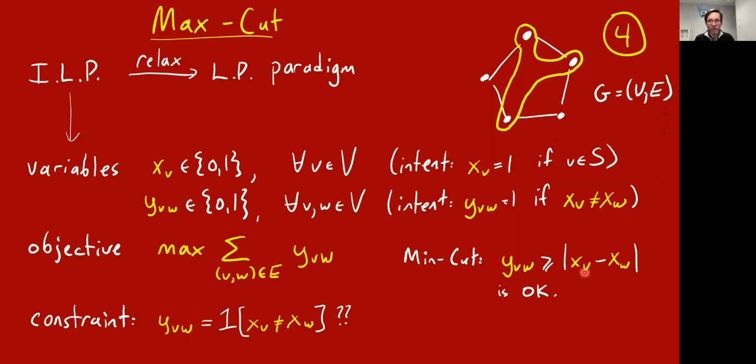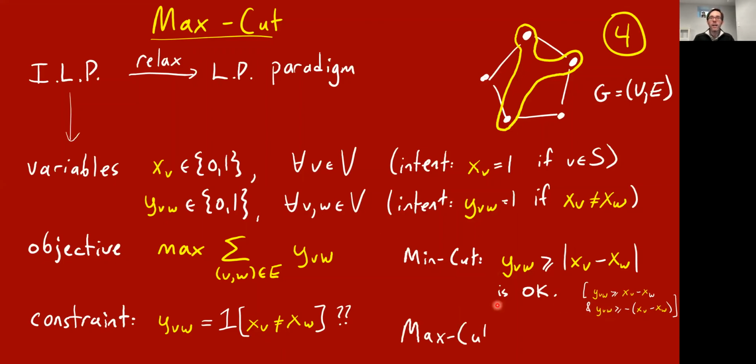Now, this at first does not look like a valid linear inequality for linear programs because it has these absolute value signs. But actually, it's fine because this inequality can be converted to two proper inequalities that capture it. You just say that y_vw is at least x_v minus x_w, and y_vw is at least the negative of x_v minus x_w. So this is just shorthand for two inequalities that you really could include.